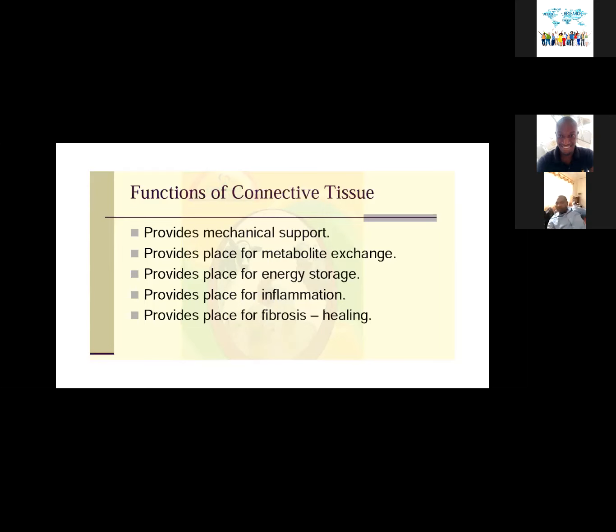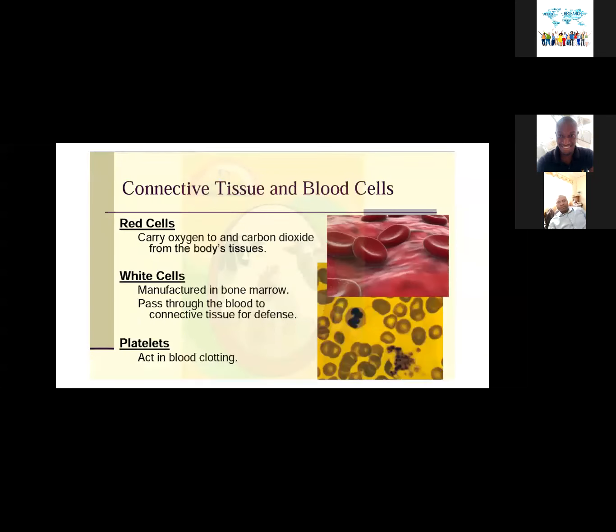It provides a place for inflammation. Inflammation is simply the increase in size of a particular muscle. It also provides a place for fibrosis, which is healing. This is simply when, say, an animal is injured, there has to be fiber that has to fill up that particular place. So all these happen in the connective tissue area. So connective tissue and red blood cells. How do these two interrelate? The connective tissue of the animal and the red blood cells.